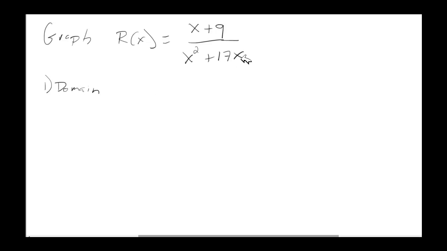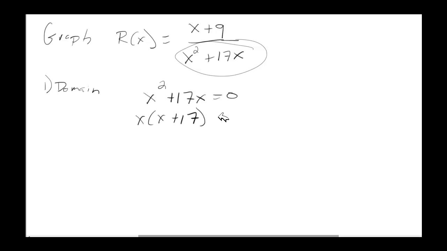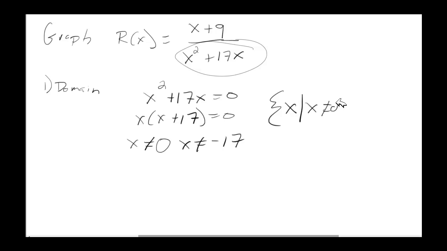So remember here with the domain, you're just focused on the bottom. So I'm going to say, okay, what causes division by 0? Because as you know, you cannot divide by 0. Factor, pull the x out: x times (x plus 17) equals 0. I get x cannot be 0, and x cannot be minus 17. So the domain is the collection of x's such that x is not equal to 0 or minus 17. Okay, there's our domain.